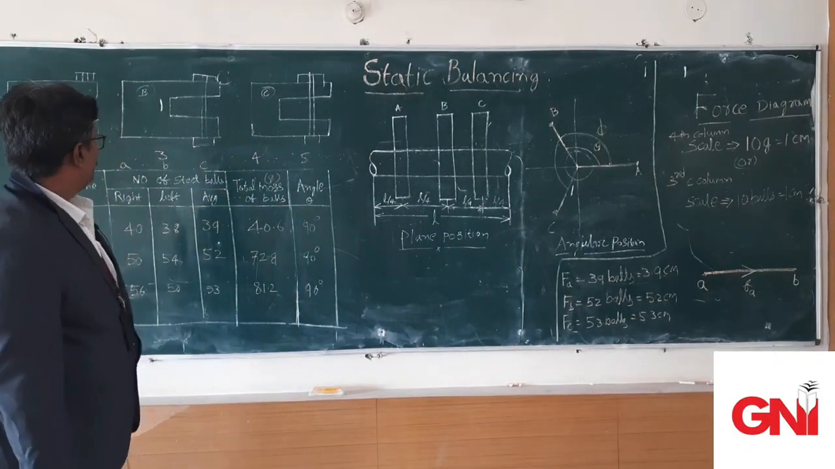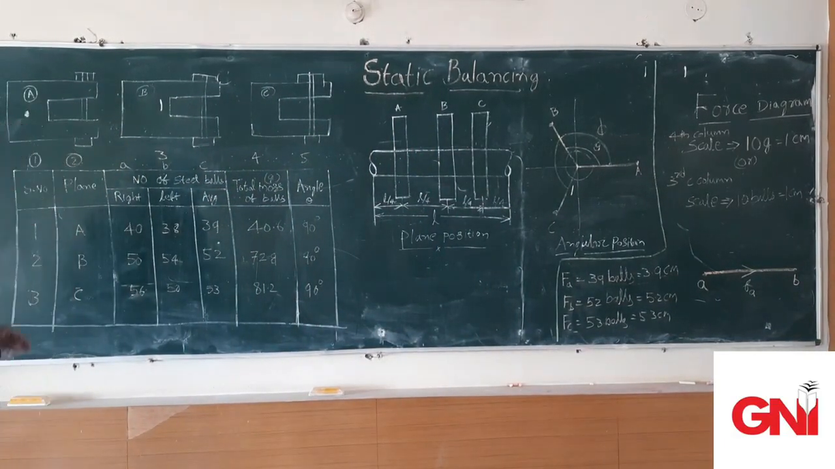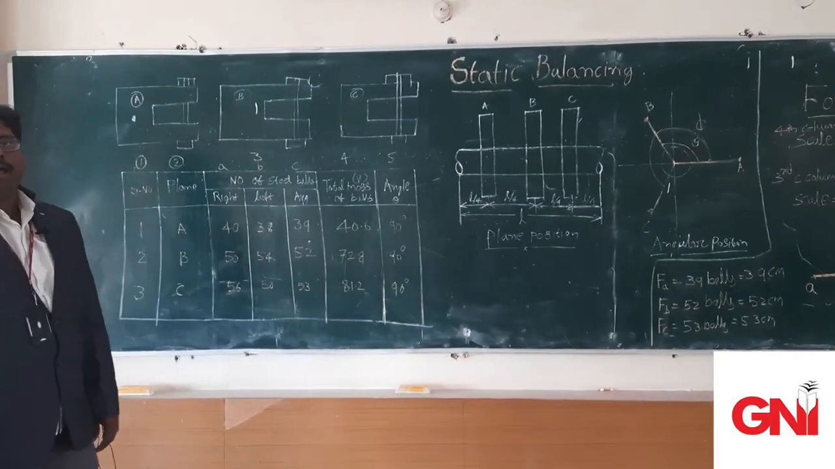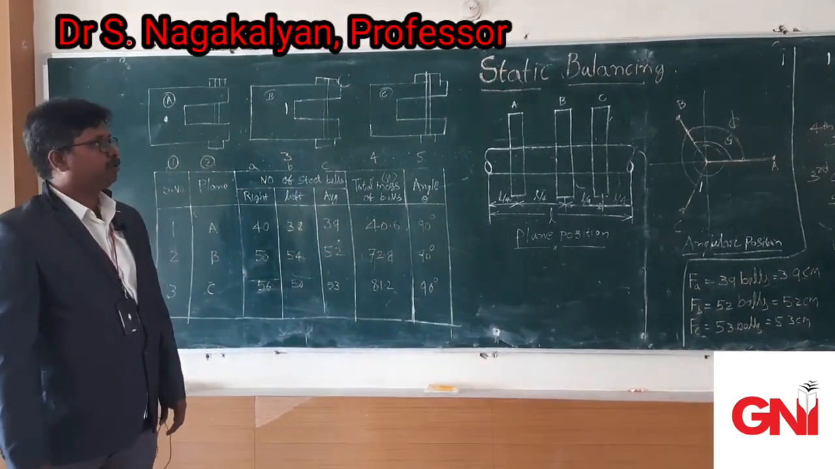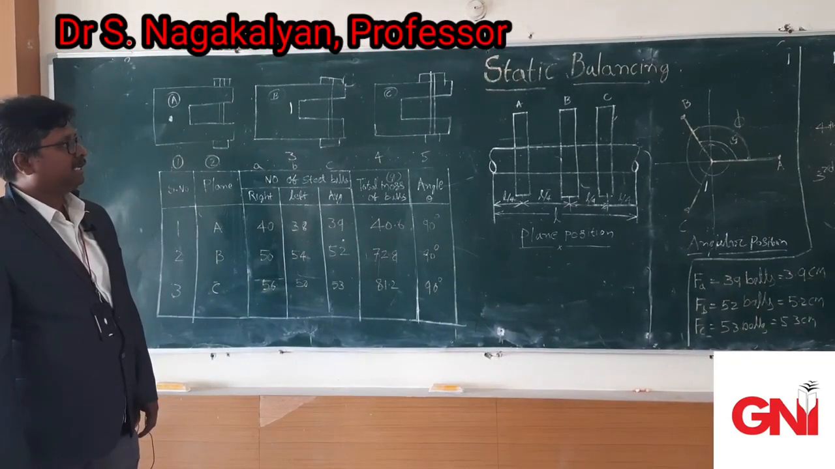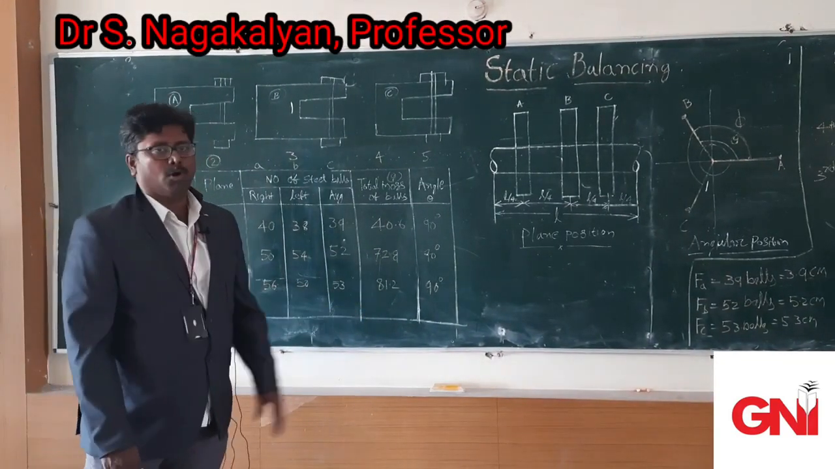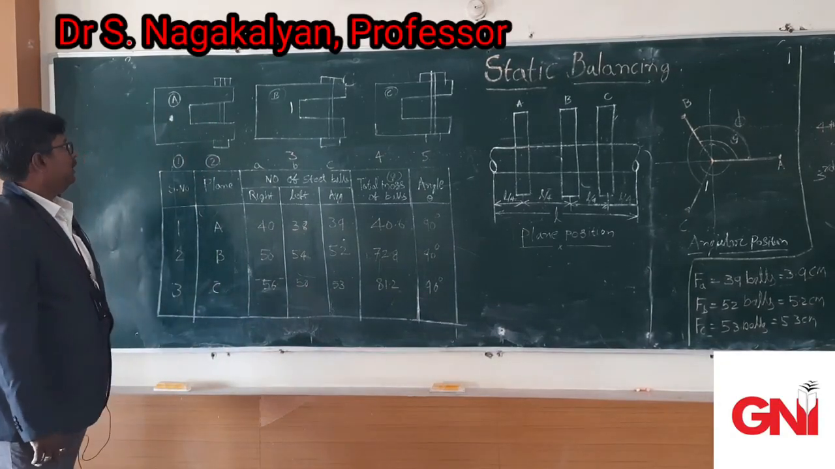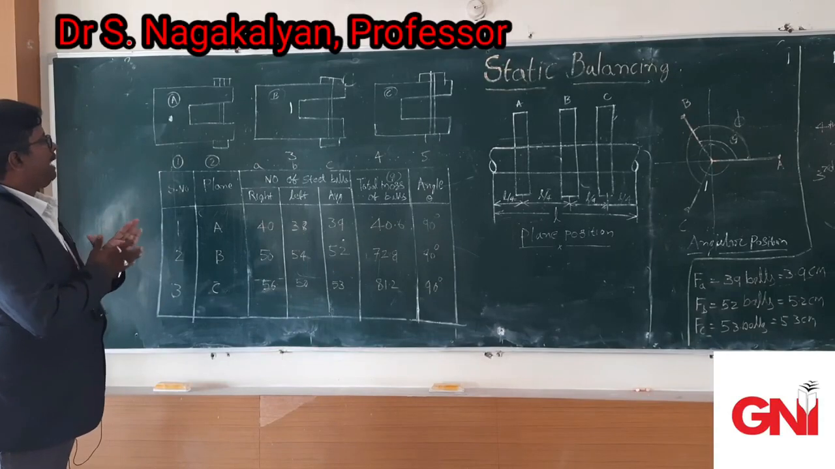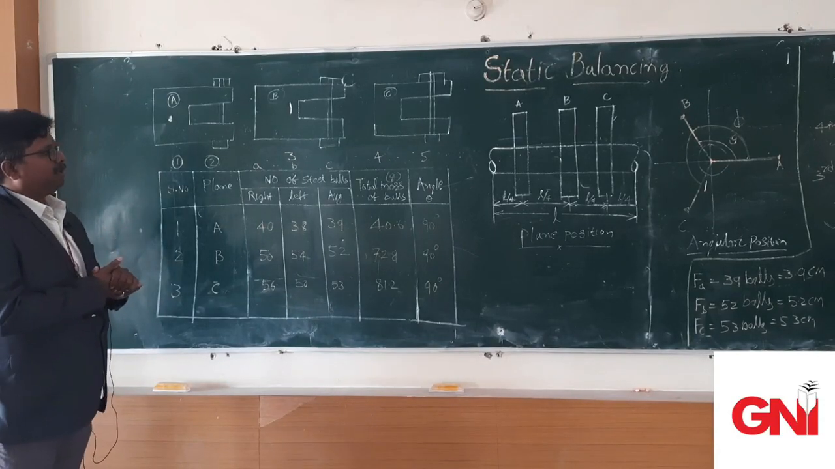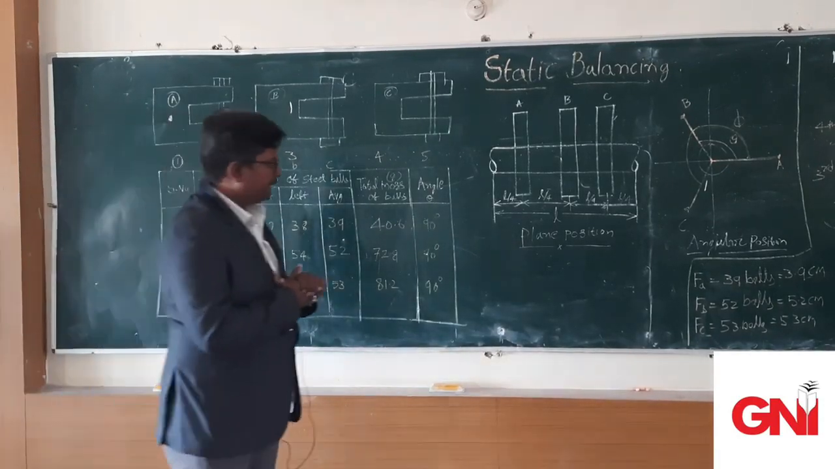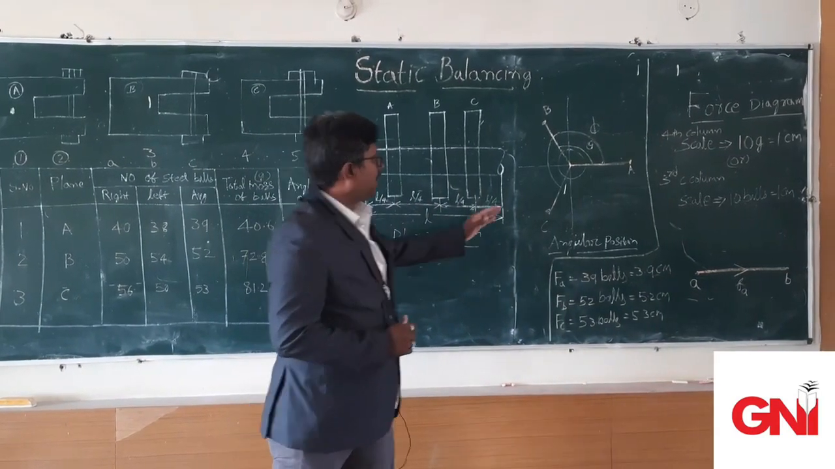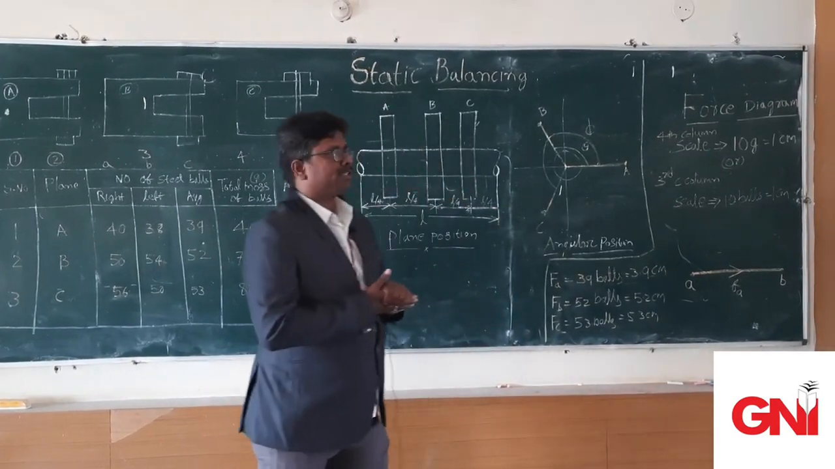So here we have three unknown masses. I don't know the magnitude of these three masses A, B, C, but I can make them balance in linear mode as well as angular mode using this procedure.